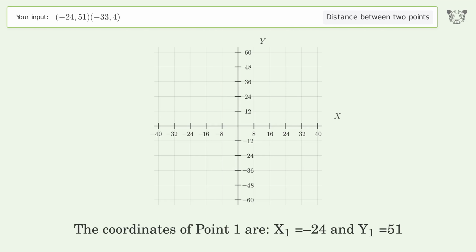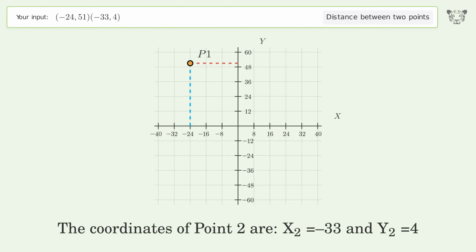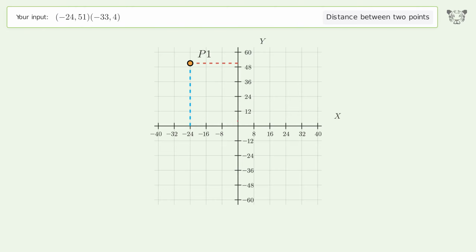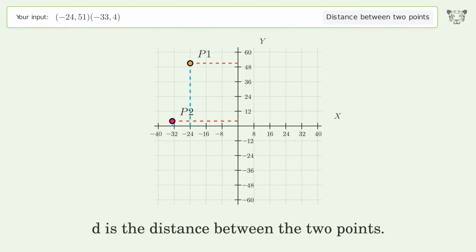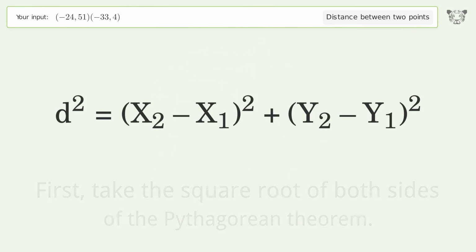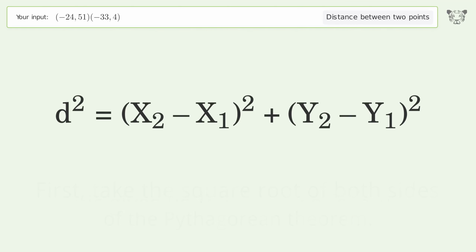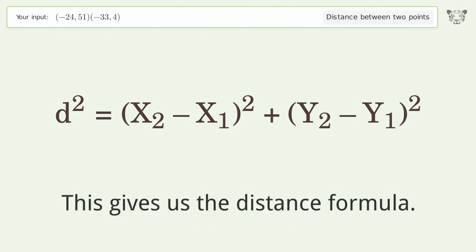The coordinates of point 1 are x1 equals -24 and y1 equals 51. The coordinates of point 2 are x2 equals -33 and y2 equals 4. D is the distance between the 2 points. First, take the square root of both sides of the Pythagorean theorem. This gives us the distance formula.